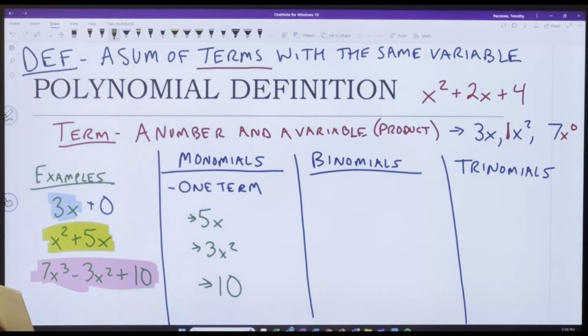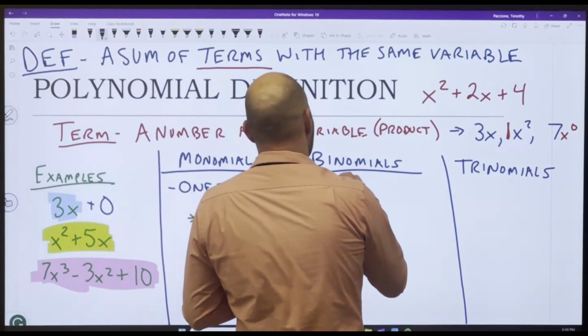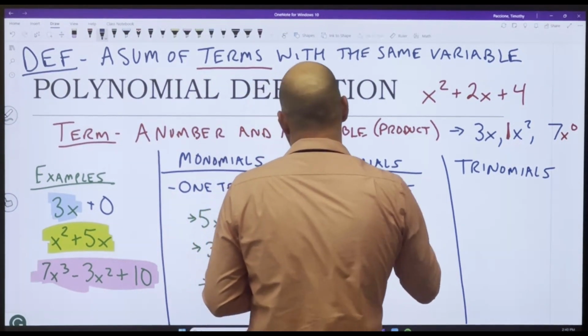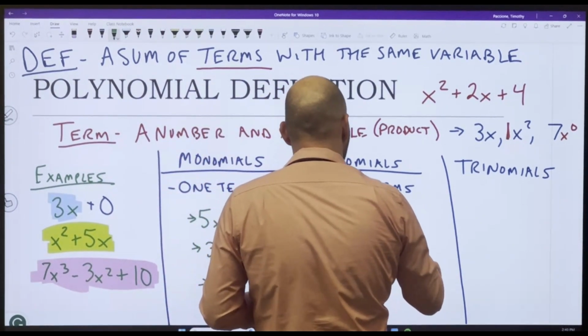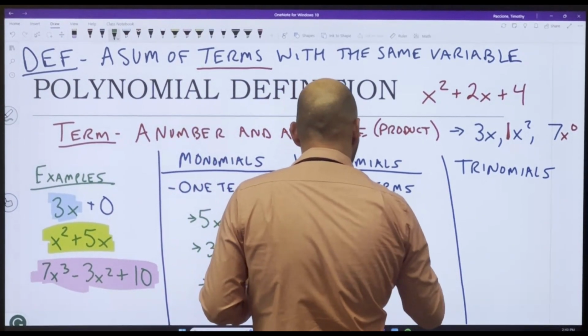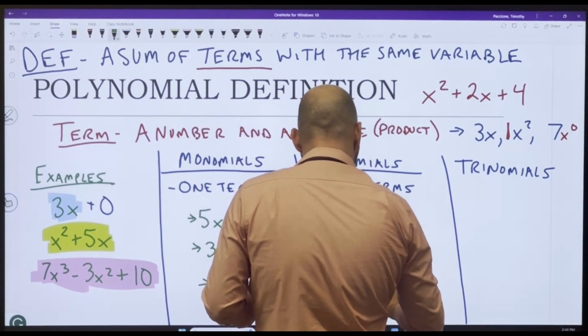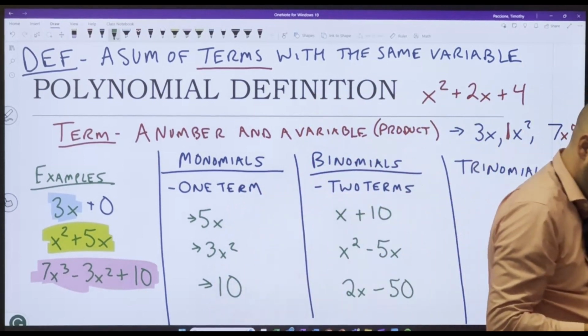Now, how many wheels does a bicycle have? 2. So how many terms do you think a binomial has? 2 terms. So you might have x plus 10, x squared minus 5x, or 2x minus 50, whatever, right?